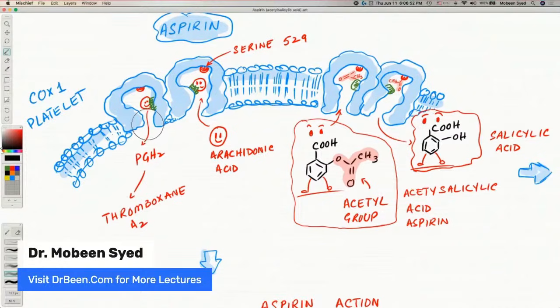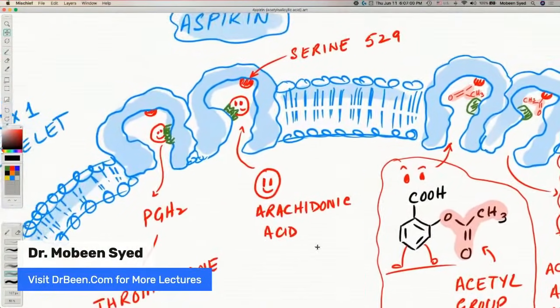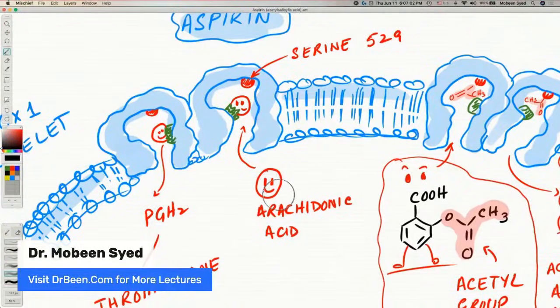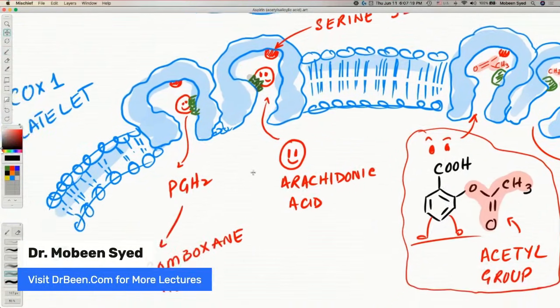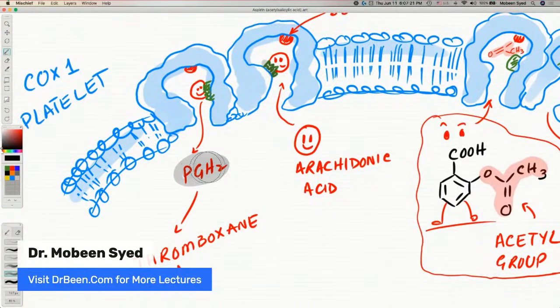Cyclooxygenases have a channel in them that allows various things to go in. For now, what is important for us to realize is that arachidonic acid will go into the cyclooxygenase. Cyclooxygenase has a catalytic site, or a site where it works on the arachidonic acid. It's an enzyme. So arachidonic acid goes in, attaches to the catalytic site. The catalytic site changes the arachidonic acid to PGH2.